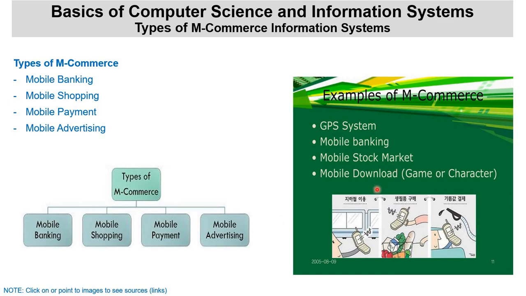And GPS tracking by your mobile, stock market checking and participation, and also downloading games and videos and characters. Those can also be done on a mobile, and these are examples of information systems that are related to m-commerce.